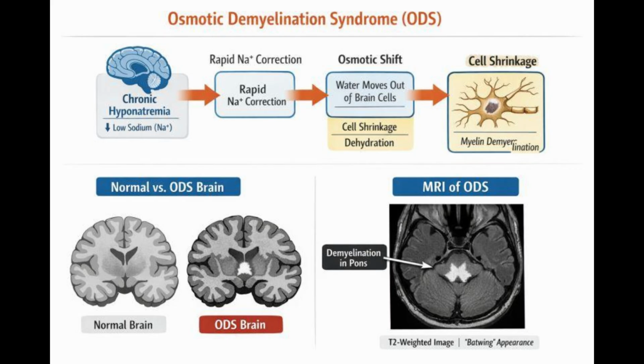Yes. The physics demand that water must rush out of the brain cells to dilute the sudden rush of salt in the blood. And because the IV is running so fast, the water is rapidly sucked out of the intracellular space. The brain cells just shrivel up. Specifically, the oligodendrocytes, they severely and violently shrink.